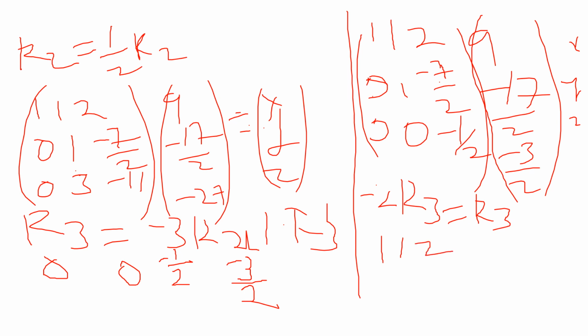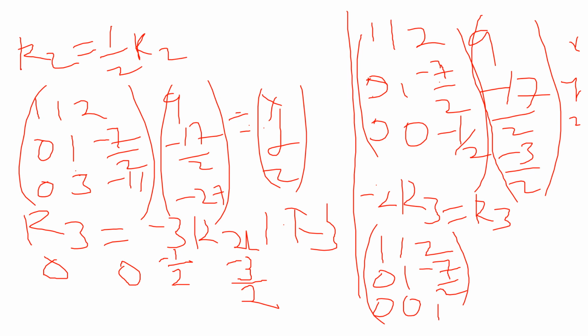So I'll have 1 1 2, and remember the first row is not changing. The second row still is not changing, it is still 0 1, then negative 7 out of 2. And then the third row, now it is what we have, the new numbers. So if you take 0 and multiply by negative 2, you get a 0 there. And then you take a 0, multiply by negative 2, you get a 0 also. And then if you take negative 2 and multiply by negative a half, you get a positive 1 there.